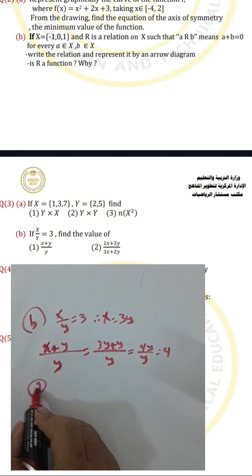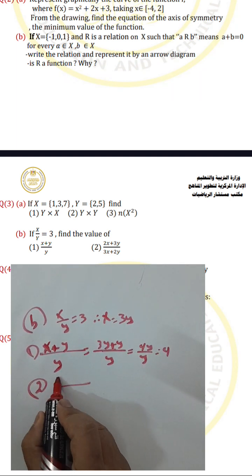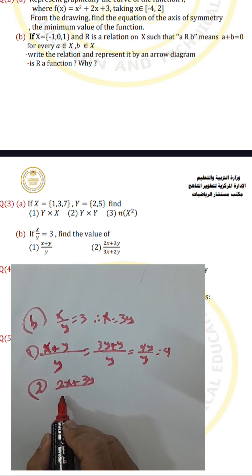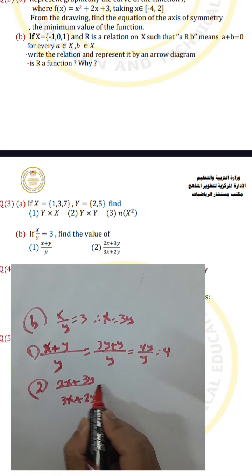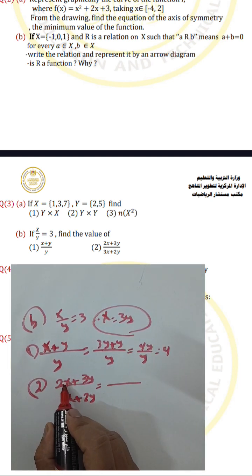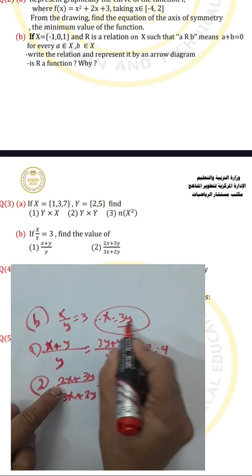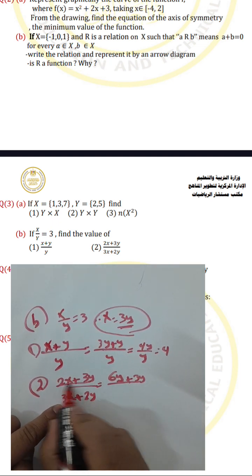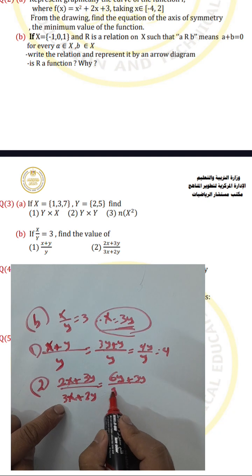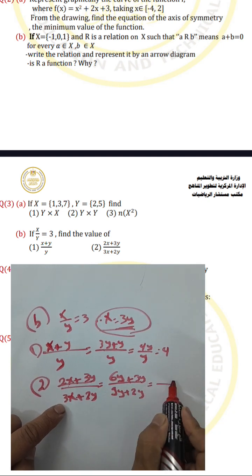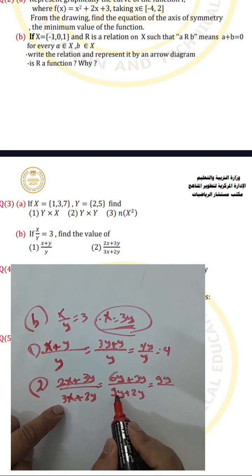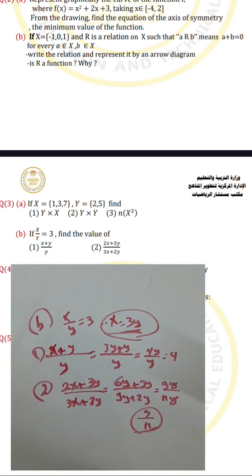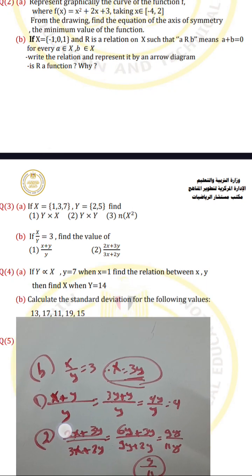Question number 2. You want to find the value of 2x plus 3y over 3x plus 2y. Put x equal 3y here. 2 times 3 will be 6y, plus 3y, over 3 times 3, which is 9y, plus 2y. 6 plus 3 equals 9, so 9y over 9 plus 2 equals 11y. Cancel them, the result will be 9 over 11. Okay.